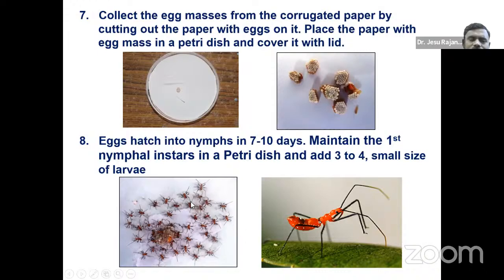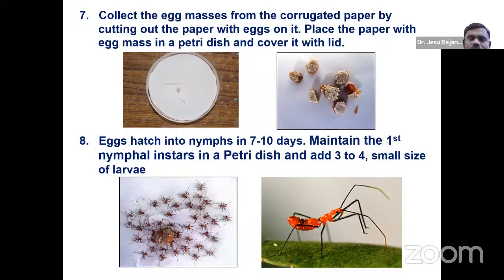It's very small, looks like ants only. It's a very small size. Okay, I took only one photo. This is a new first nymphal instar. This is a very important point here: from the first nymphal instar onwards, it is a predator only.